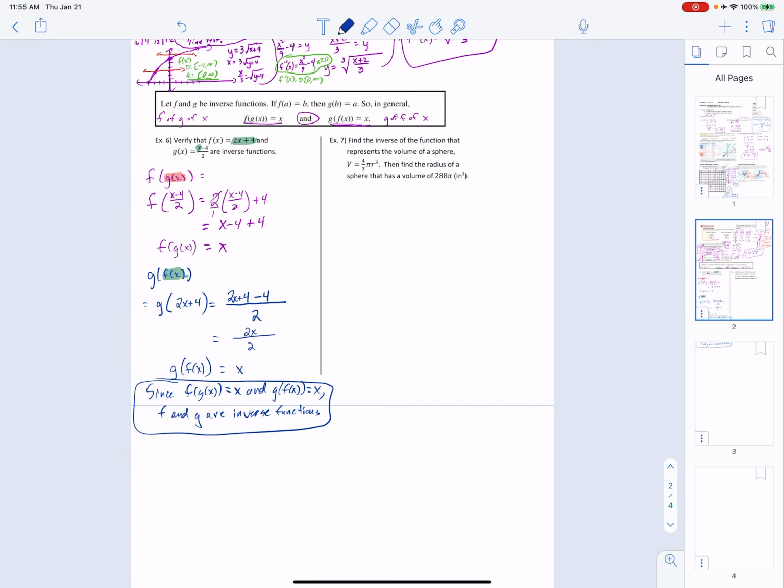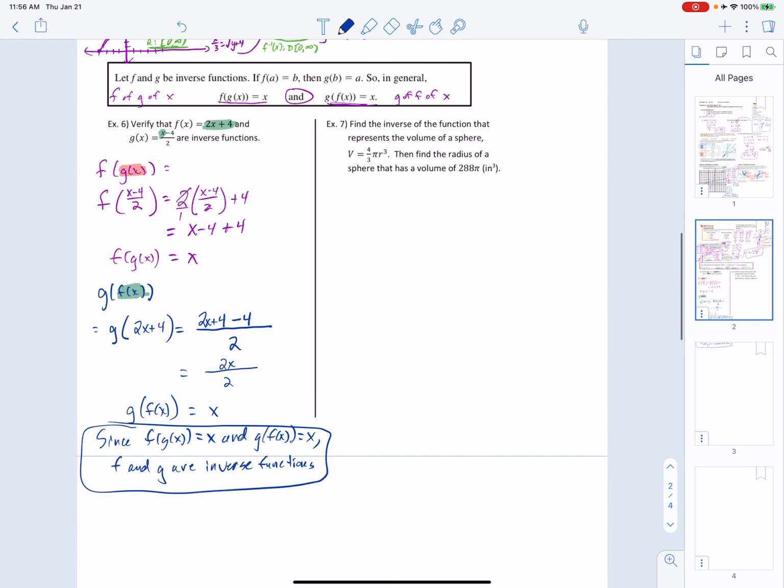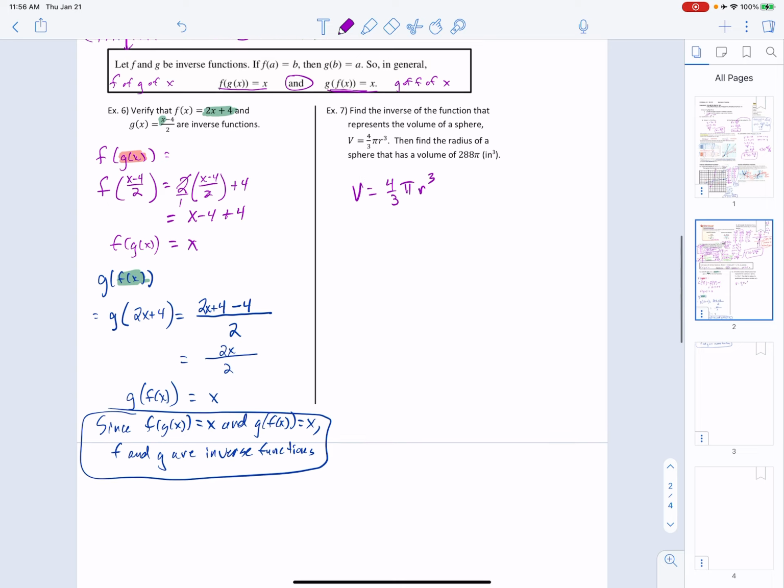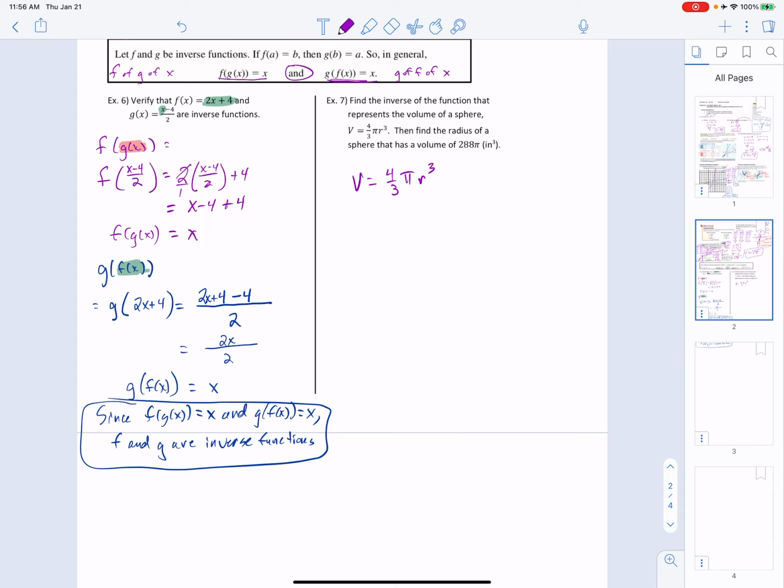Example 7. Find the inverse of the function that represents the volume of a sphere, and then find the radius that has a volume of 288 pi inches cubed. So we have the volume is 4/3 pi r cubed. In this case, I want the volume to stay volume and the radius to stay radius, so I'm not going to switch the variables, but what I'm going to do is solve for r. Because basically that's what you're doing, you're solving for the other variable.